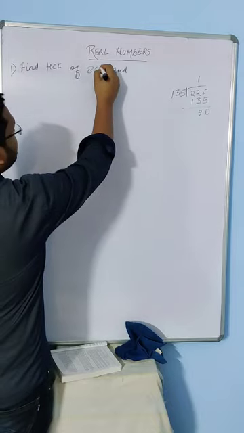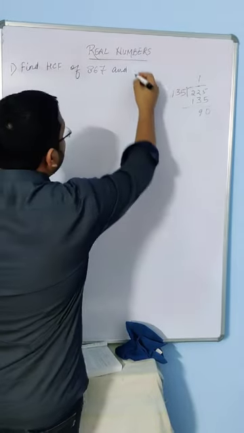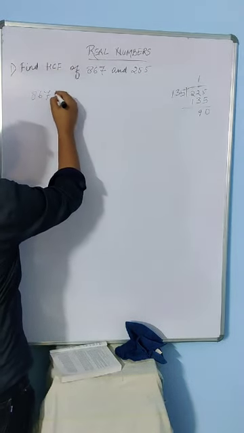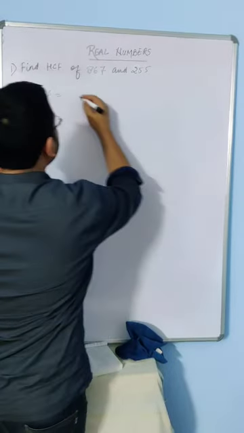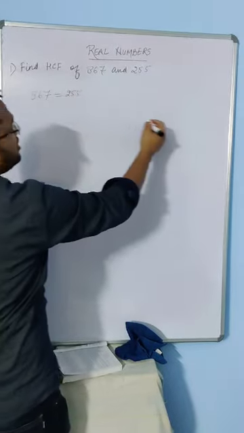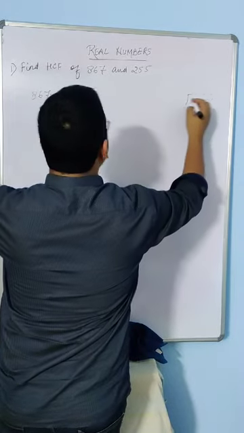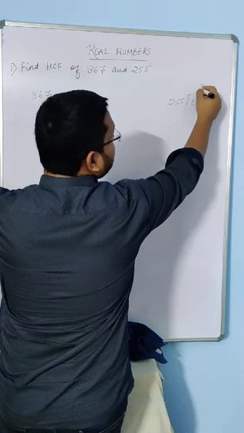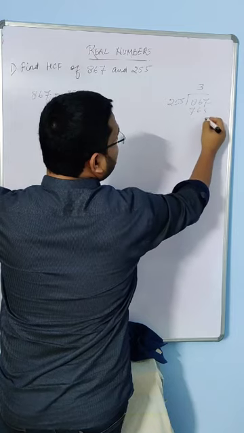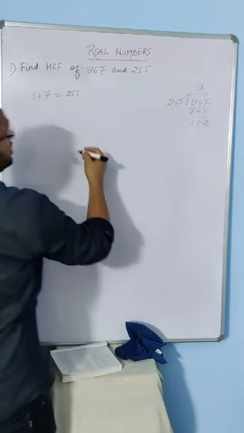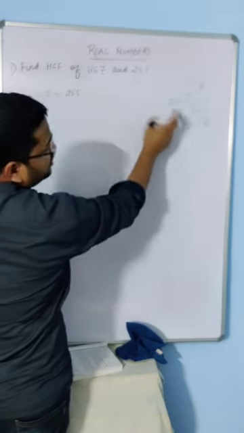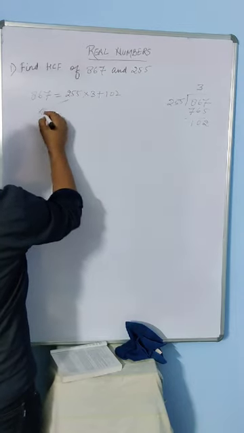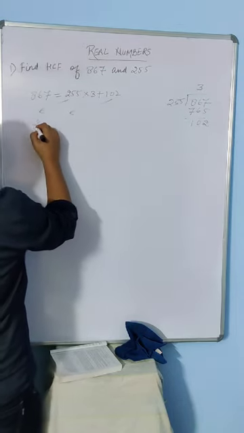Now we'll move to the last part. The other set is 867 and 255. So again the larger number becomes the dividend, and the smaller number becomes the divisor. So let's divide 867 by 255. It goes 3 times, it becomes 765. So you have 102 as the remainder. So dividend is equal to divisor into quotient plus remainder. The divisor at this stage becomes the dividend for the next, and the remainder becomes the divisor for the next.